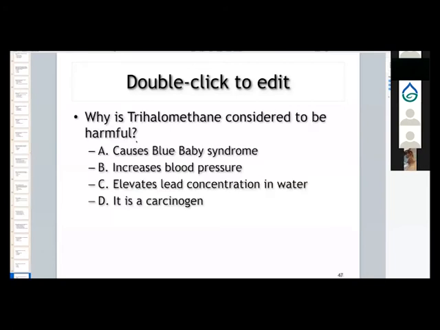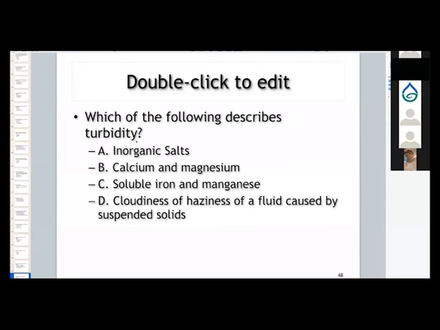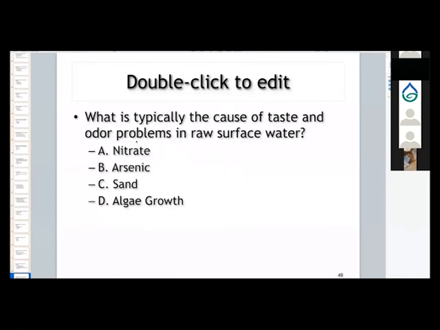Why are trihalomethanes considered to be harmful? The answer is D. It is a carcinogen. Which of the following describes turbidity? The answer is D. Cloudiness or haziness of a fluid caused by suspended solids. What is typically the cause of taste and odor problems in raw surface water? D, algae growth. That's typically going to be the root of all the taste and odor problems. Tastes like dirt, it's going to be algae.